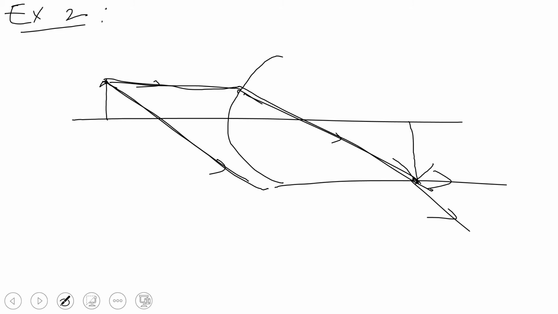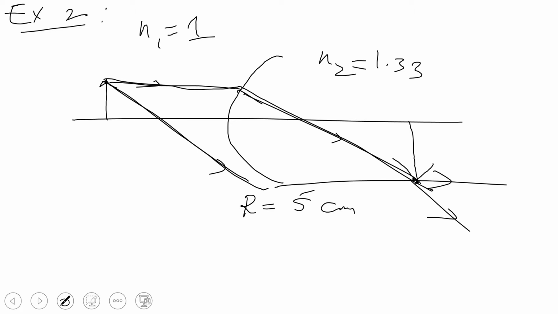Now say in the problem we have the refractive index n1 here to be 1, and n2 is 1.33, something like water or glass, and the radius of curvature here is given to be 5 centimeters. We have the object at a distance of 30 centimeters, and what we have to do is first find the image distance.